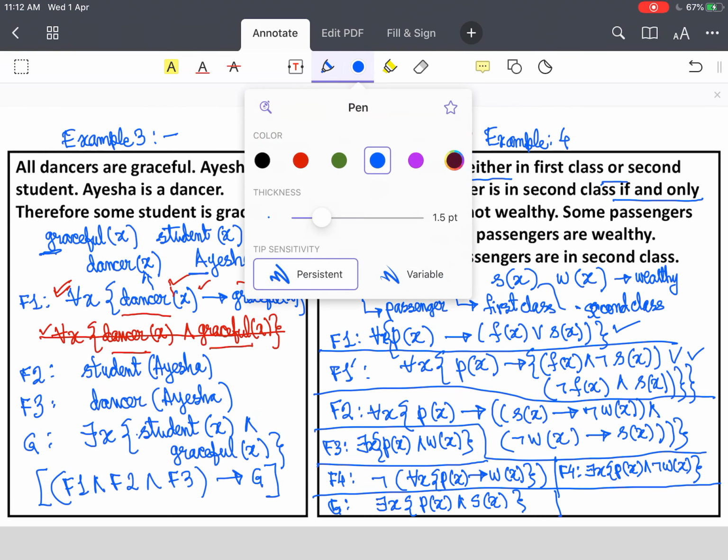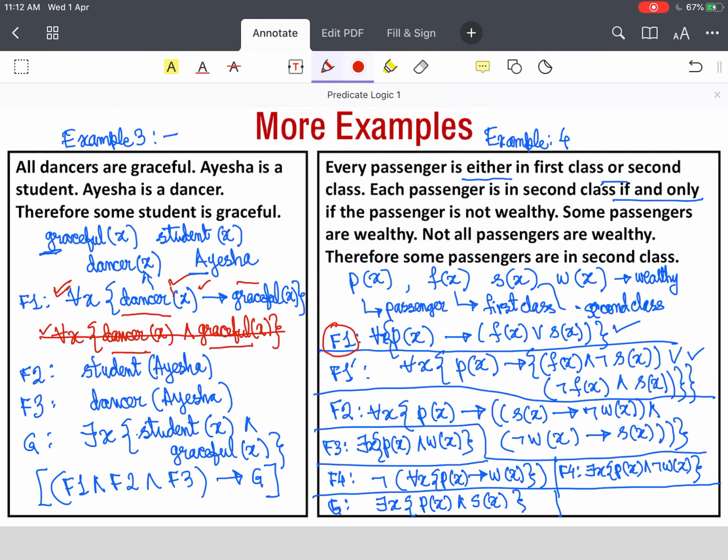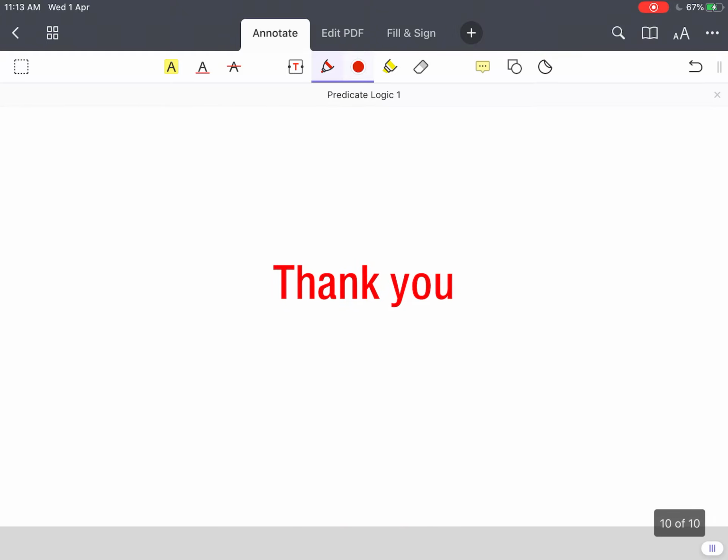So now we have codified for our whole case, we have codified F1, which is every passenger is either in the first class or in the second class, which has got two options. We have codified F2, which talks of if and only if. We have codified F3, which says some passengers are wealthy. We have codified F4, which talks of not all passengers are wealthy, and we have seen two equivalent versions of them. We have codified the goal, saying that therefore some passenger is in the second class. And finally, our deduction will be F1 and F2 and F3 and F4 implies G. This is always true. So this is how we model this example, the example 4.